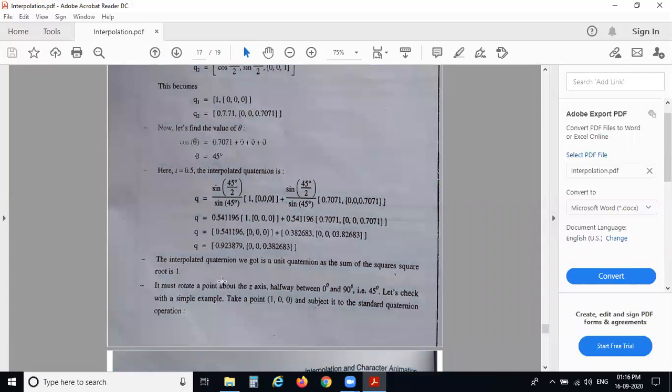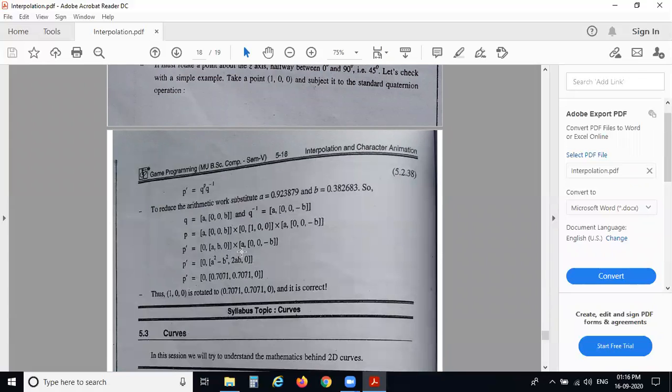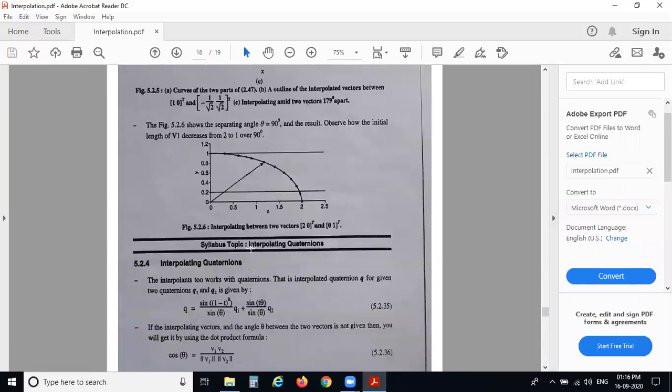So by using the interpolated quaternion we got a unit quaternion, as the sum of squares root is 1. Okay, so another example is given here related to interpolating quaternions.